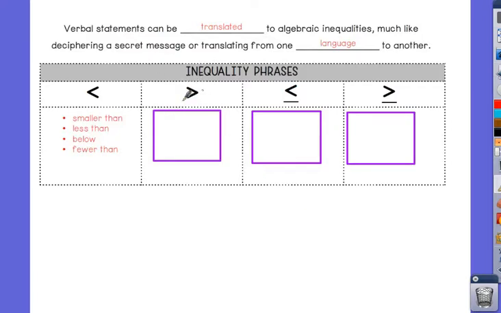So what is this symbol? Greater than. So what would be some words that could represent greater than? More than. Larger than. Above. Exceeds. Fancy word there.